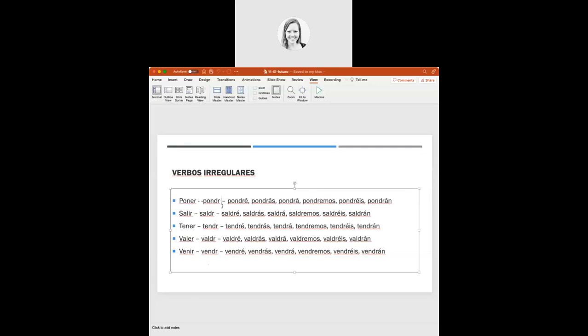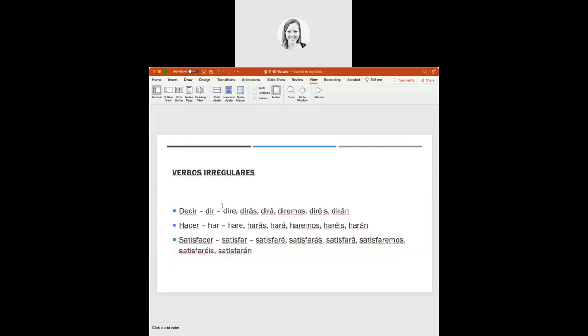And then our last group is just some irregulars. Obviously we don't keep the C there and add anything. We drop the C, we add an R on both decir and hacer. And satisfacer. The C is dropped in all of these. Okay. We add an R, and then our ending is still the same: é, ás, á. Okay, so I guess I would call this drop the C, add the R group. So you have 3 different groups of irregulars. Again, it's much easier to memorize those if we group them together by likeness.